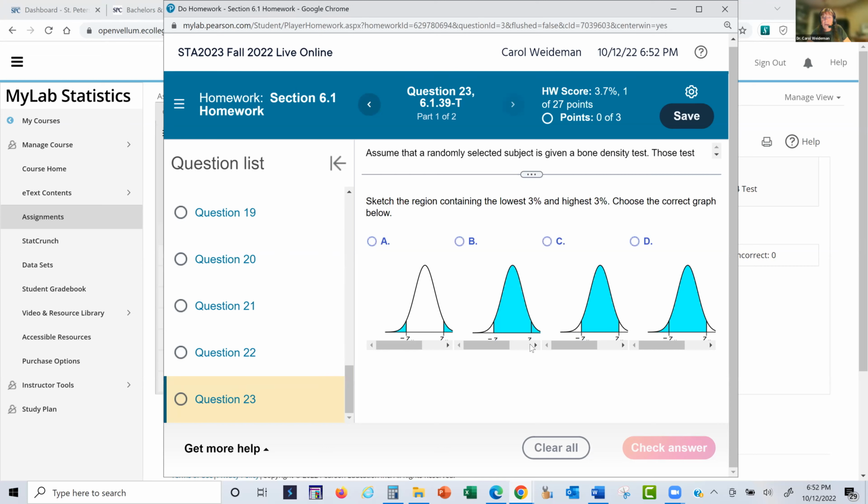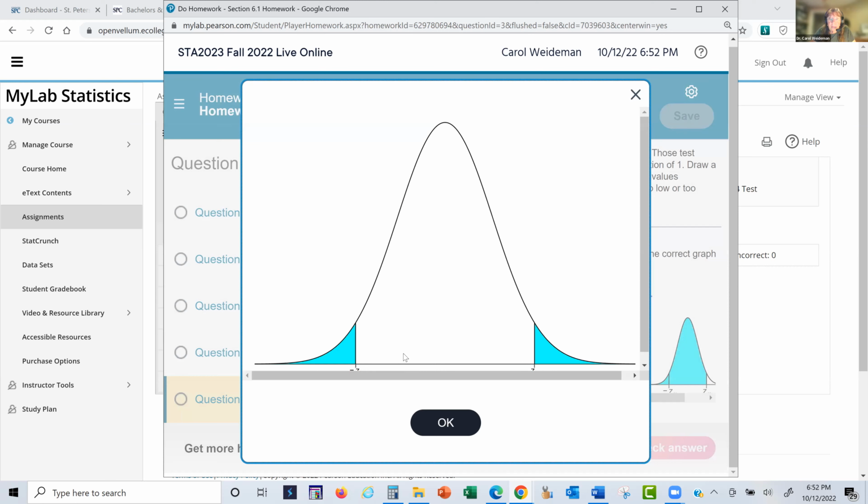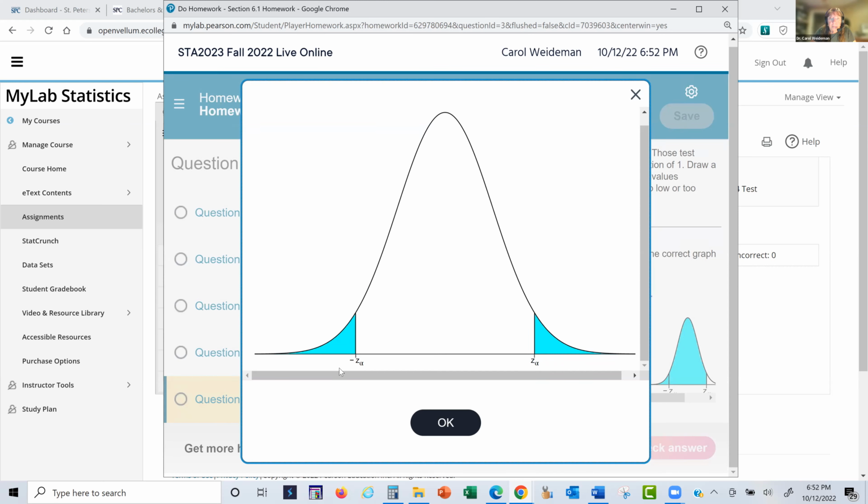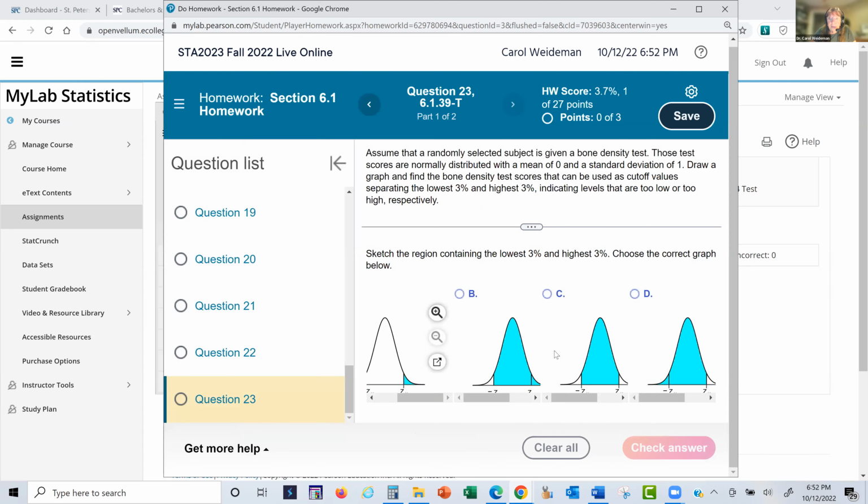So you want to do the lowest 3% and the highest. So sketch the region containing the lowest 3% and the highest 3%. So which of the graphs are we looking at? Usually they let you make these bigger. Oh, here it is. Would it be this one? Lowest 3% from highest 3%. Does that look like it? Or would this one be? You have to scroll over here to get the graphs to go out.